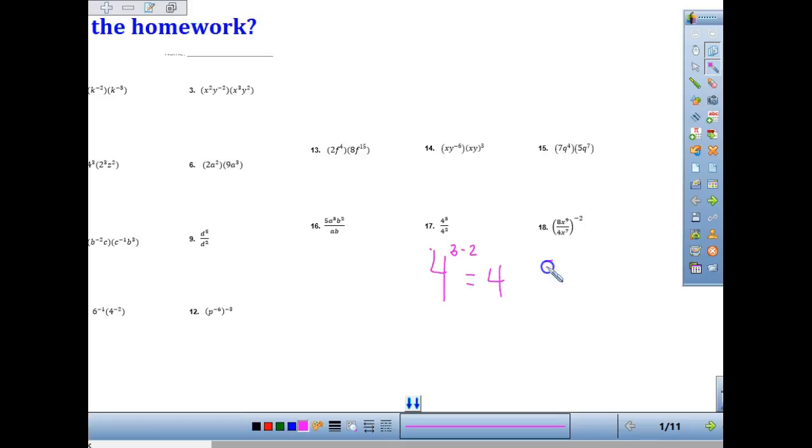Okay? If I'm looking at number 18, if you have not done this, please make sure you do this one with us, or with me. The easiest way to do this is to simplify inside this parentheses. So we're going to keep this -2 outside here. And this line means what's happening with 8 and 4. What is that line telling us to do? Divide. So 8 divided by 4 is 2.